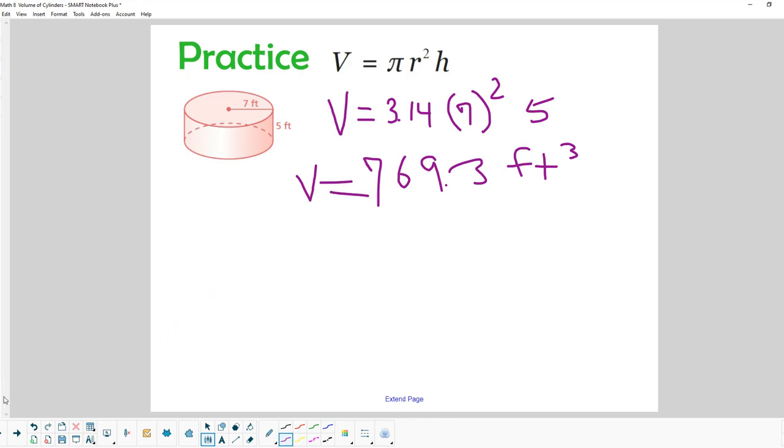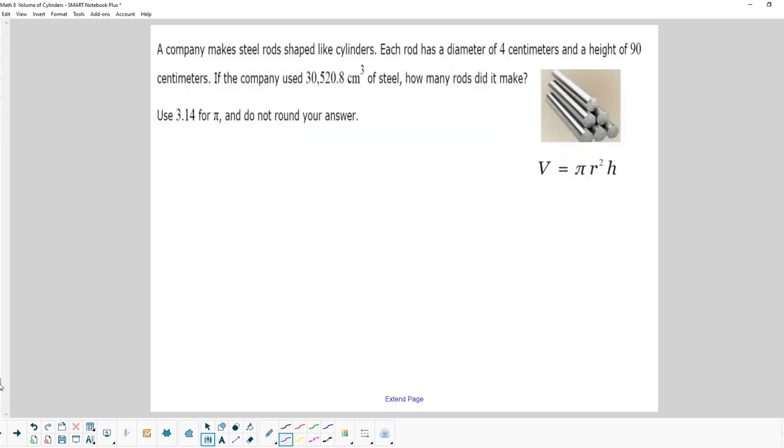Okay, that's a little bit of volume. All right, so we might get a couple story problems that look like this. A company makes steel rods shaped like cylinders. Each rod has a diameter of 4 and a height of 90 centimeters. If the company has this much steel to work with, how many rods did they make? Well, first of all, we've got to find the volume of one rod.